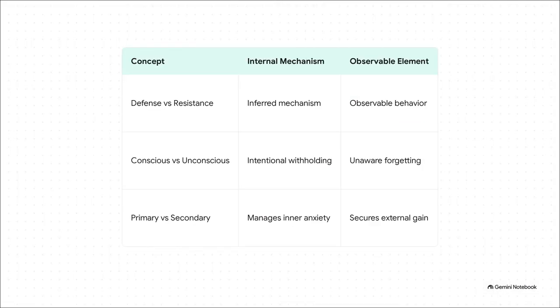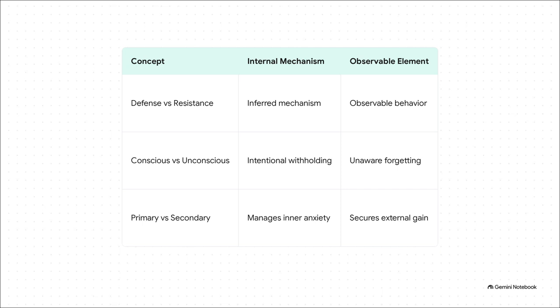Let's tease apart some technical distinctions here so we don't mix up internal architecture with observable behavior. Defense is the internal intrapsychic mechanism we infer, like isolation of affect. Resistance is the actual clinical behavior we see with our own eyes, like the patient speaking in a flat, robotic monotone. Now, resistance can be entirely conscious, like a patient deliberately deciding to withhold a secret, or it can be totally unconscious, like conveniently forgetting an appointment time.